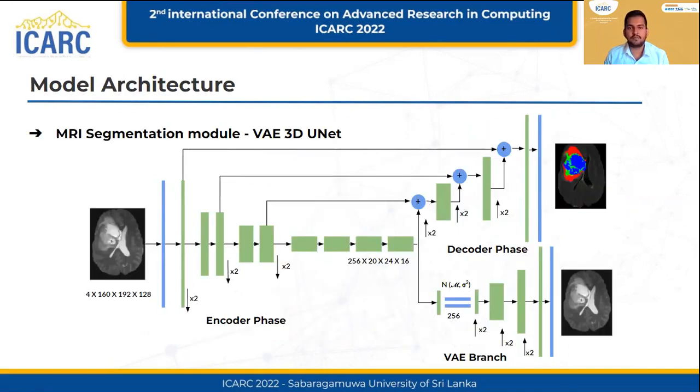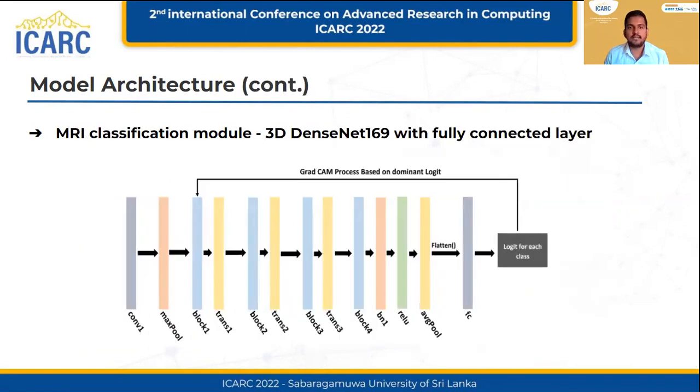This is the segmentation module, which is based on variational autoencoder 3D U-Net, in short VAE3D U-Net. The VAE branch is used only in the training phase to regularize the encoder. DenseNet architecture was used to implement the classifier because of its ability to perform well with a lower number of parameters compared to other architectures in classification tasks.